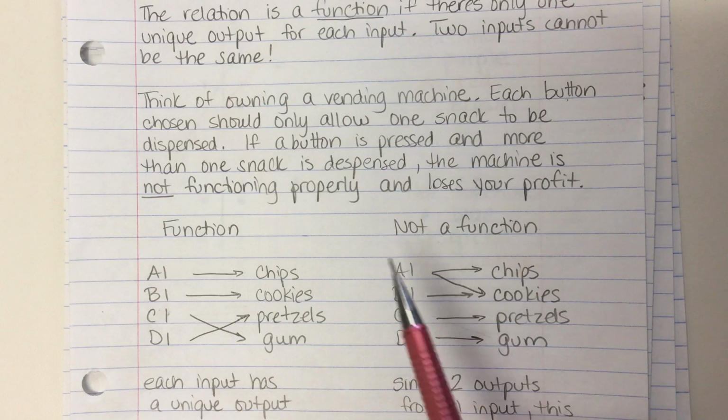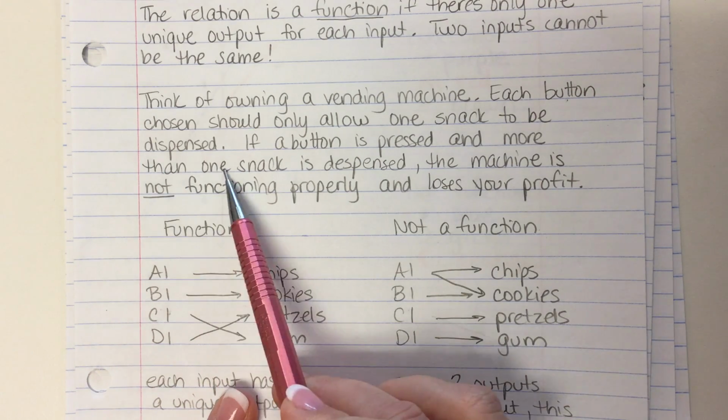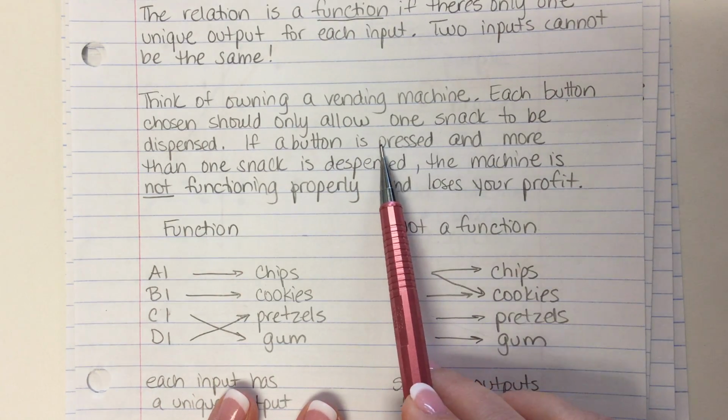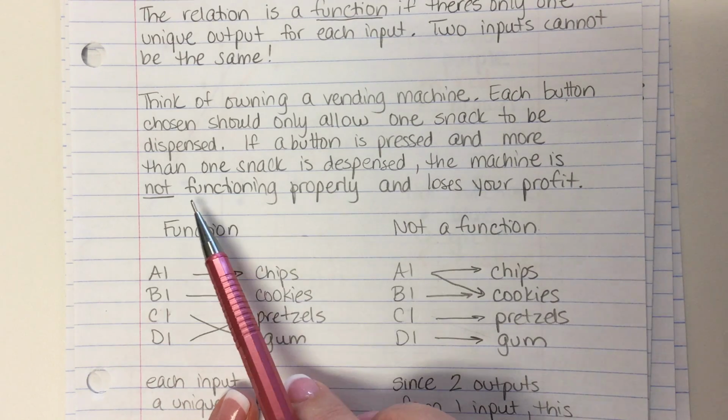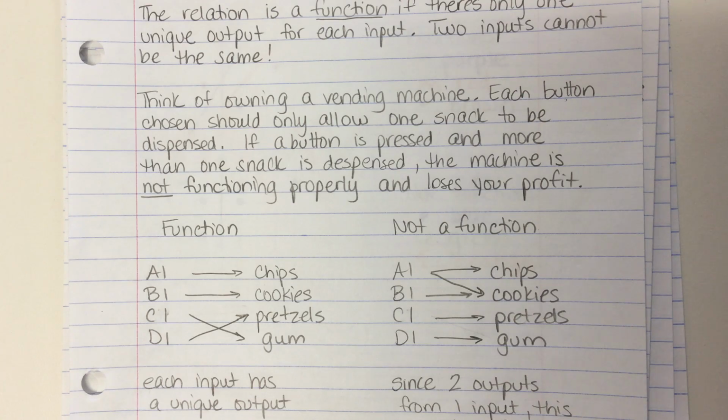But if you press a button and you get two snacks, it might actually be your lucky day. But if you're the one who owns the vending machine, you're not really happy about that because people are getting snacks for free. So if it's functioning properly, one button equals one snack. If it's not functioning properly, then one button will give you more than one snack.